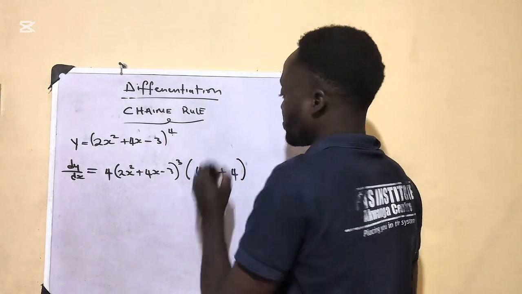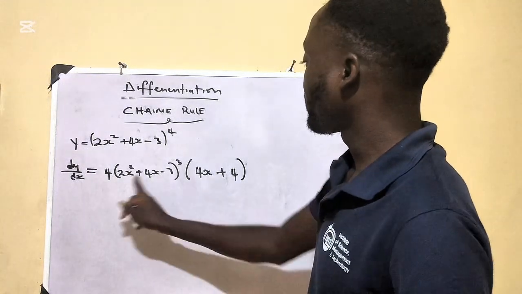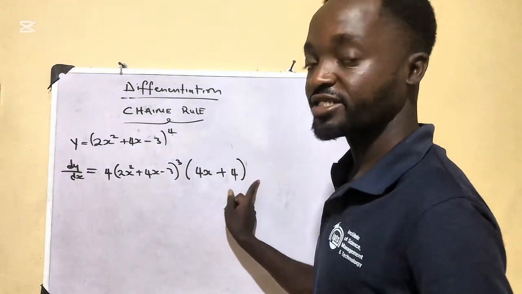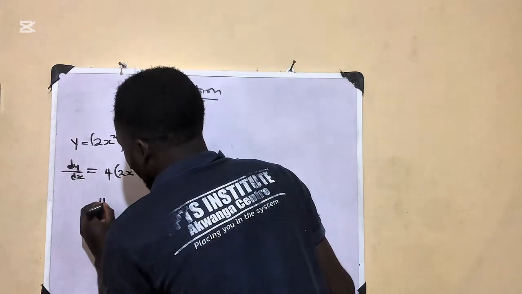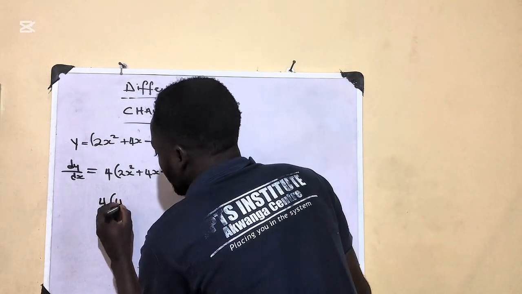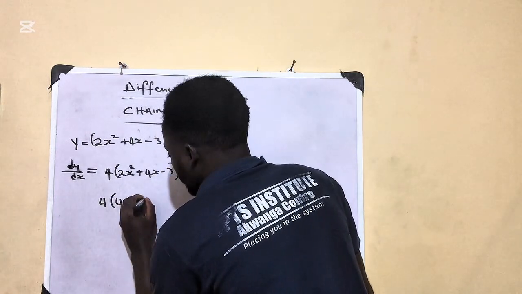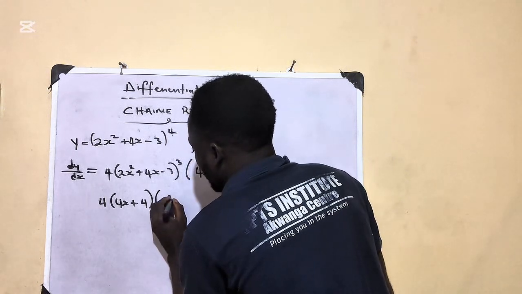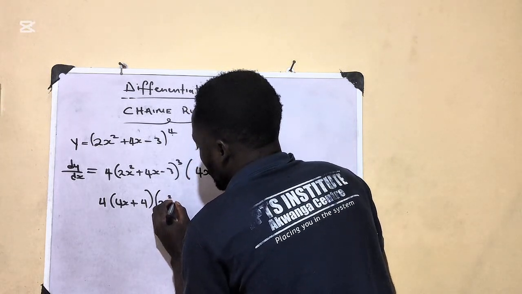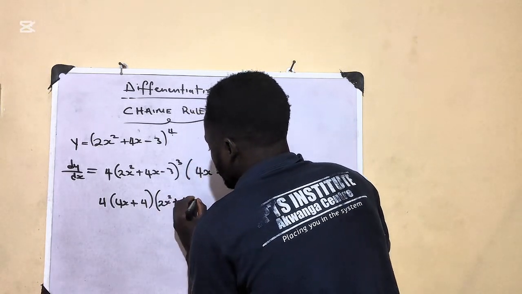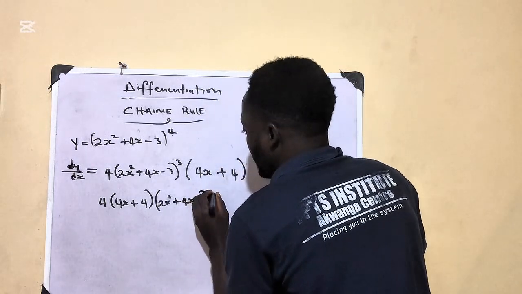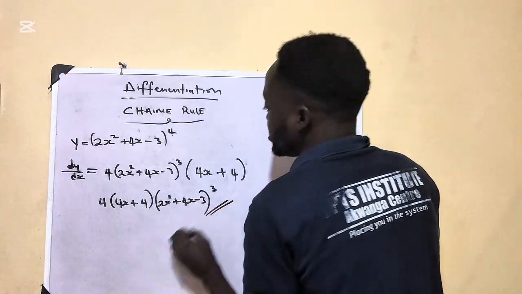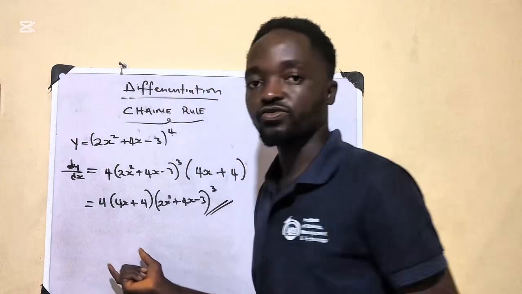So close the bracket. So we can rearrange it by bringing this one first, so that all this power is greater than this one. So we can write it as 4, then we'll write this one, (4x plus 4), then open bracket (2x to the power of 2 plus 4x minus 3) to the power of 3. And so this is the solution to this question. Okay.